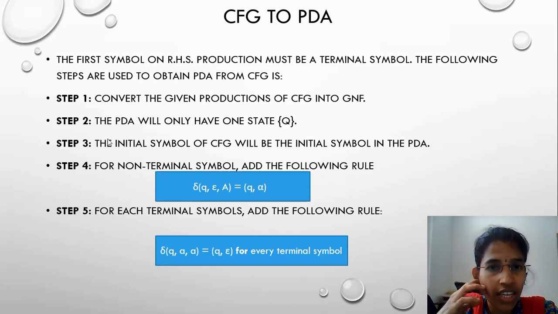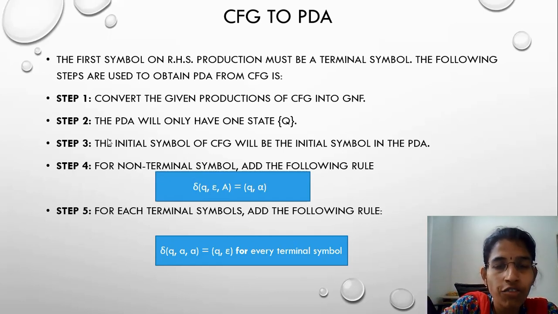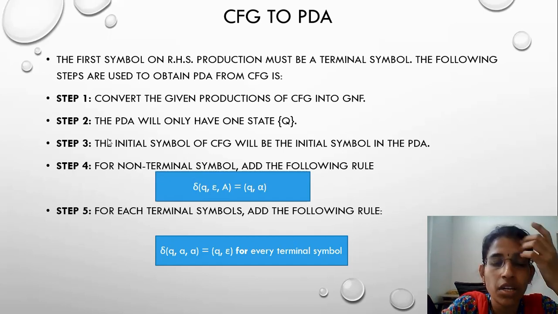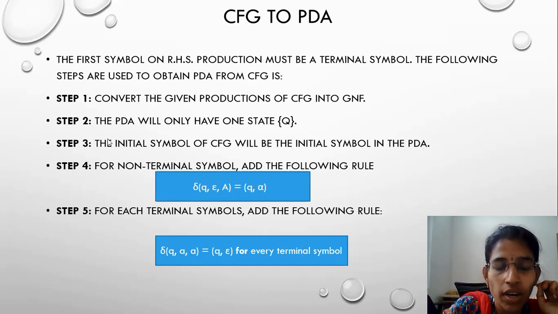The context-free grammar is given in the sum. We convert the grammar or the production rules into PDA. Before starting this step, we convert the given CFG into GNF. GNF means the production rule must start with a terminal. The starting symbol is the same as the starting symbol present in the CFG. That is the same initial symbol in the PDA. Second, the PDA has only one state, Q0. So these are the basic steps.